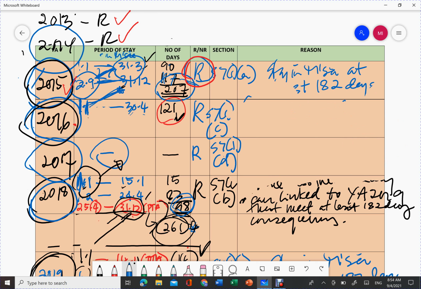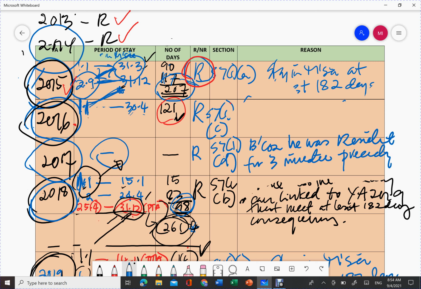Macam mana dia boleh jadi resident? Because awak tulis he was resident for 3 immediate preceding YA and following YA. Jadi dia resident untuk tahun apa? Dia ialah resident untuk tahun 2014, 15, 16 and 18. So dia secara automatic become a resident. So this is how you are supposed to answer the question pertaining to resident status.